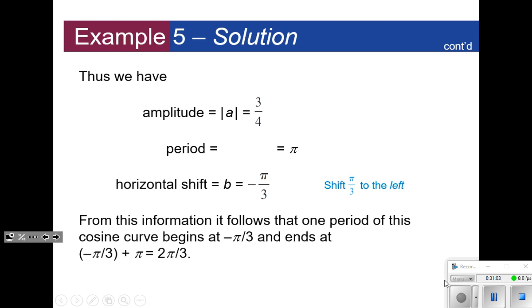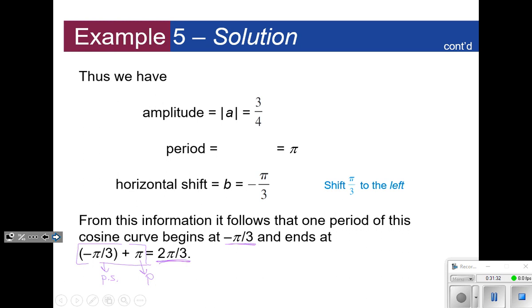now, notice here, for this information, it follows that one period of this cosine curve begins at negative pi over 3, and it ends then at 2 pi over 3. How did we get that? Because of this. This was the period. This was the phase shift or horizontal shift. If you add the phase shift to the period, you're going to get where it's supposed to end.